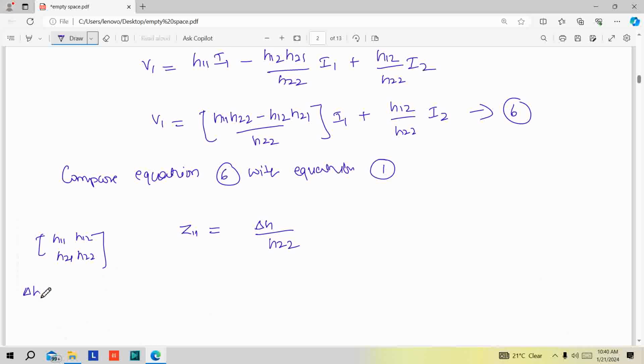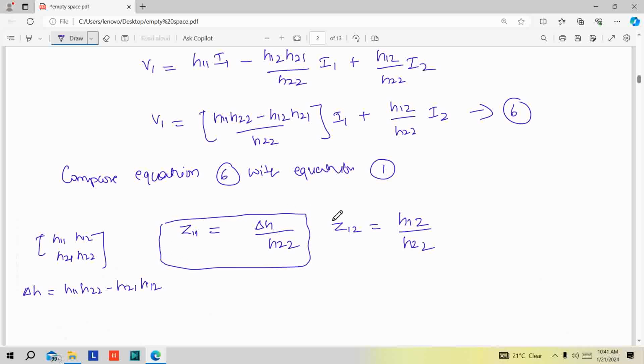How to calculate delta H? It is the determinant: H11 H22 minus H21 H12, the same thing, replaced by delta H. Then Z12 is equal to this value, H12 divided by H22. So we have calculated all the Z parameters in terms of H.